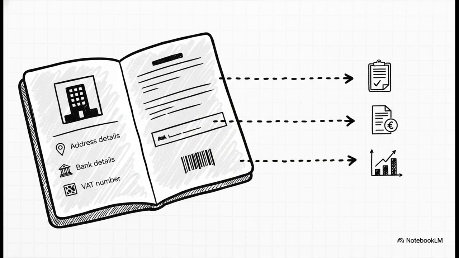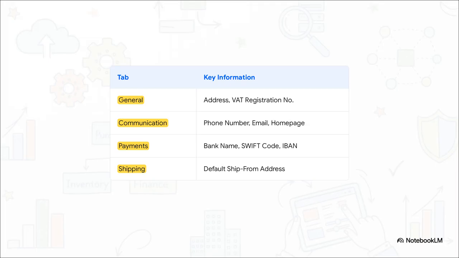Okay, next let's talk about the company information card. I want you to think of this as your business's digital passport. It holds all the essential data, your address, bank details, VAT number, everything that gets used on every single sales order, invoice, and report. And you can see here just how neatly it's all organized. You've got your general info, your contact details, crucial bank info right under payments, and your default shipping logistics. It's all in one central spot, nice and clean.